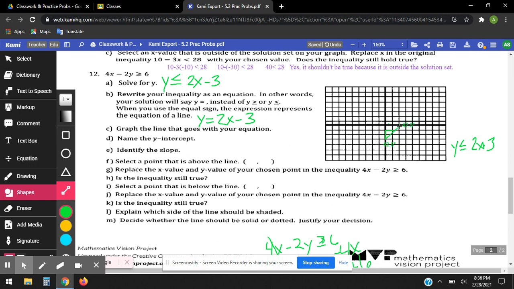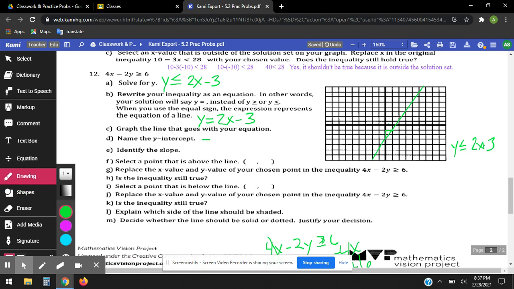I don't think these are equal sized boxes. That makes this a little bit tricky. 2, 2, 2, 2. Okay, and then we'll go down the other direction. Down 2, and then down 2. So our boxes are not perfectly even, which throws this off a tad, but not too bad. Graph the line. We did that. Name the y-intercept. It is -3, and our slope is 2 because it's slope-intercept form.